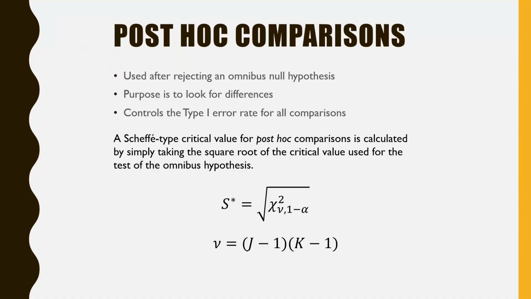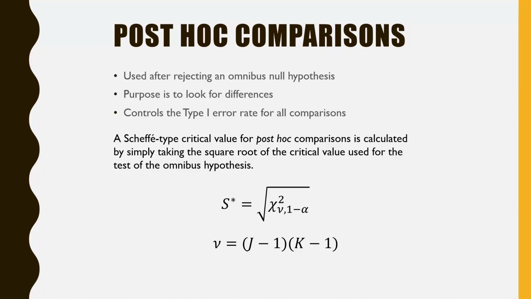Now we need the critical value. And for a critical value, if we're doing post hoc, we're going to use a Scheffé-like one. Notice the S with a star. That means Scheffé, and the star means not quite. It's like Scheffé. This is used after rejecting an omnibus hypothesis. You can look for the differences that look interesting to you, such as the largest differences, and it controls the type 1 error rate for all comparisons. So it's a true post hoc method.